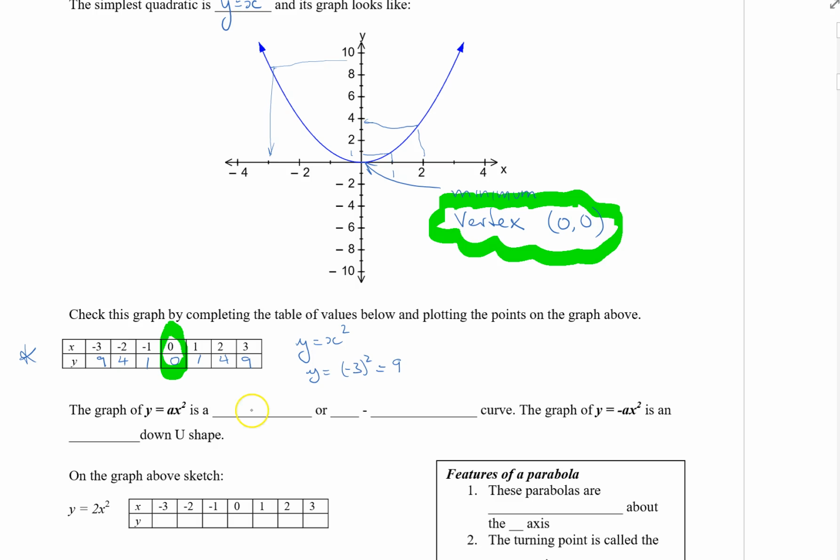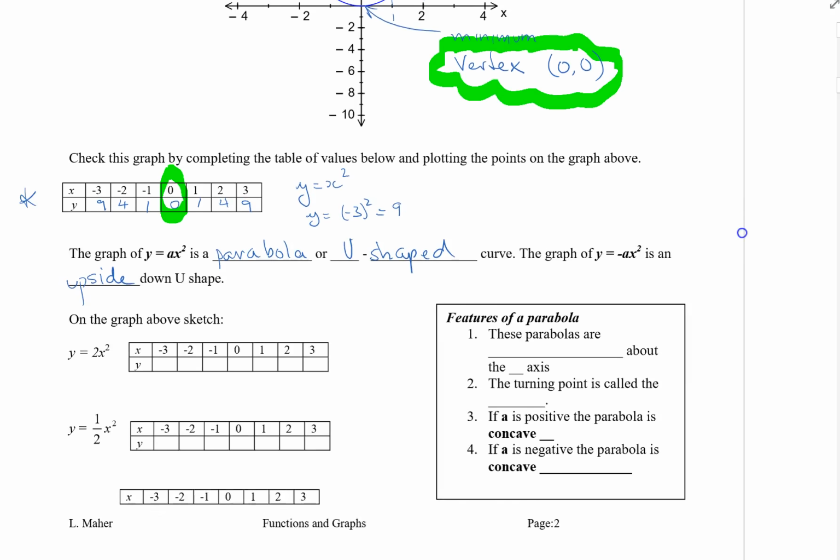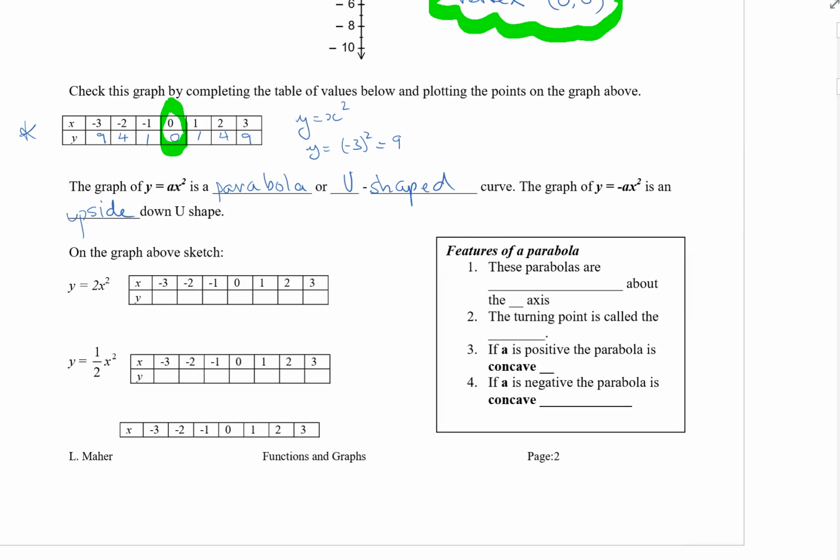The graph of y equals ax squared is a parabola, just reinforcing these terms, or U-shaped curve. The graph of minus ax squared is an upside down one. So the graph, we're not doing a negative one yet. I'm going to stop the video there because it's getting a bit long now. I'll fill out these tables of values and graph them and come back and talk about it.